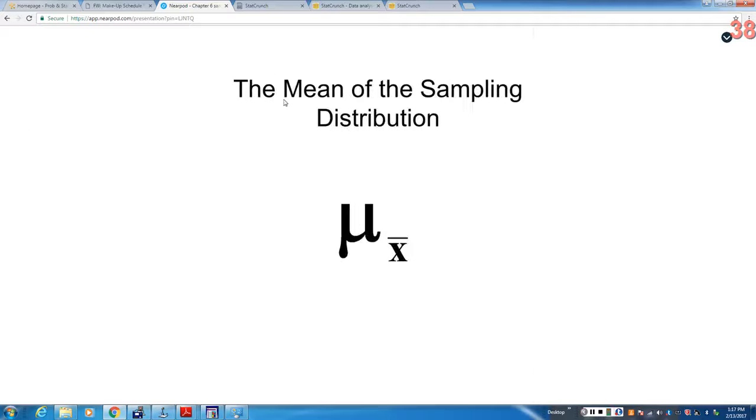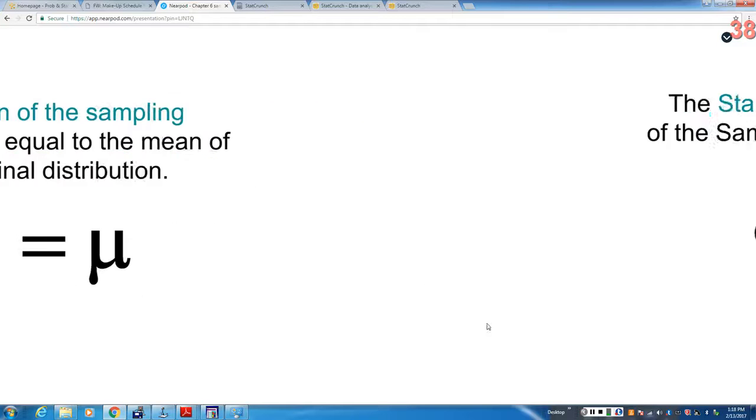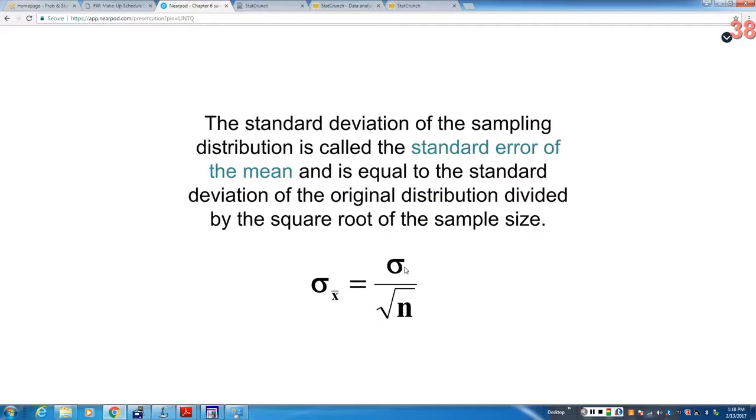Okay, so now this is important. This symbol is called the mean of the sampling distribution. That mean of the sampling distribution is equal to the population mean. Now, this one is called the standard error. The standard error is equal to the population standard deviation divided by the square root of your sample size. You need to know that part.